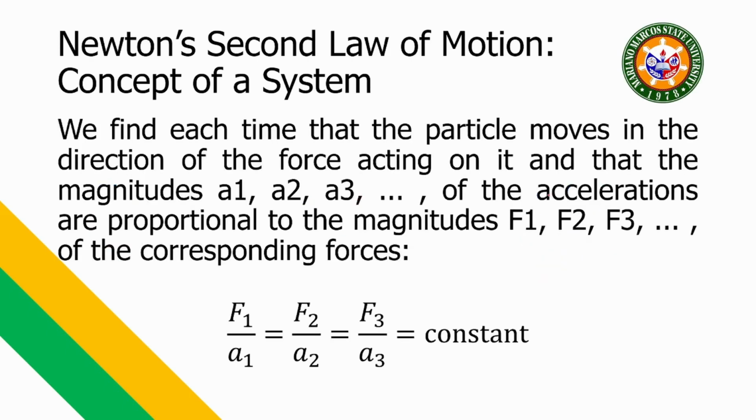So we find that each time the particle moves in the direction of the force acting on it, and that the magnitudes A1, A2, A3 of the accelerations are proportional to the magnitudes F1, F2, and F3 of the corresponding forces. So if you take the ratio of the force 1 over acceleration 1, it will be equal to the ratio of F2 over A2 and same with F3 over A3. So that ratio is constant. So constant yung ratio na yon.